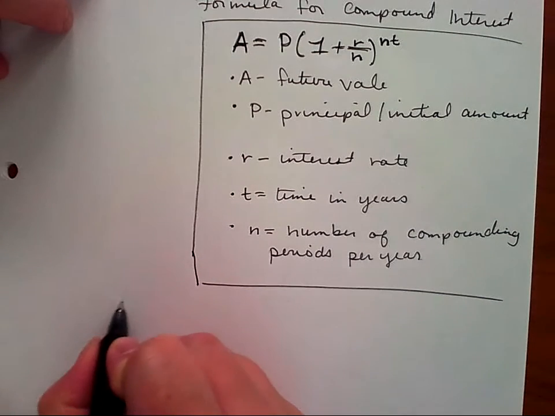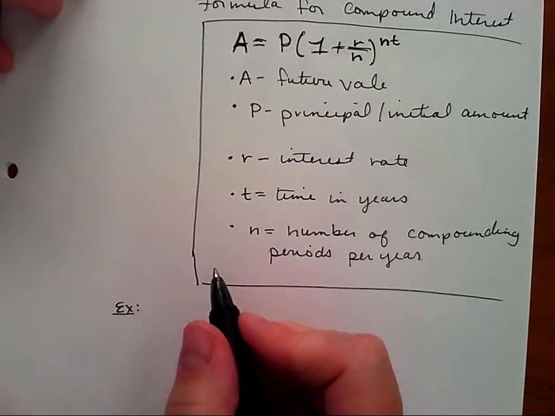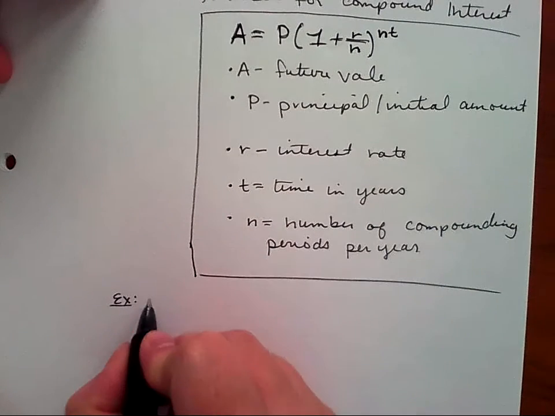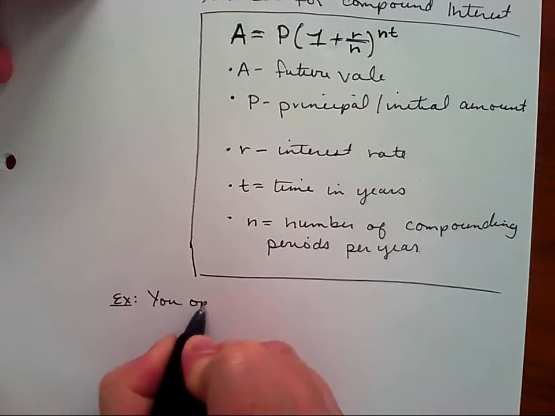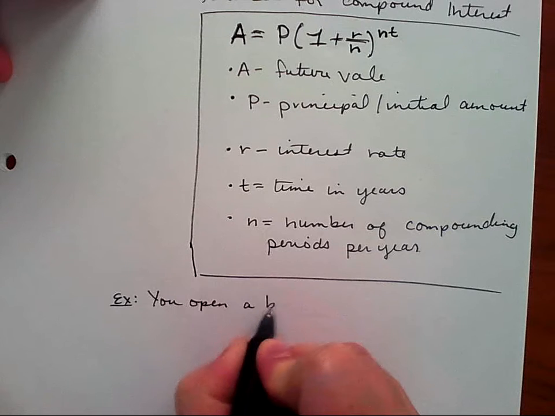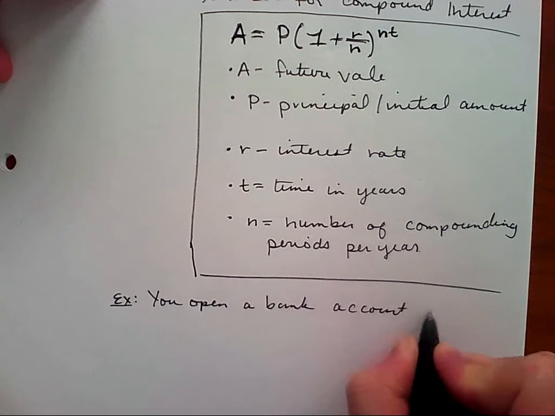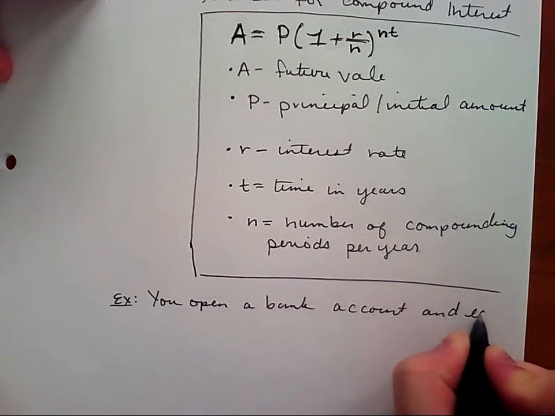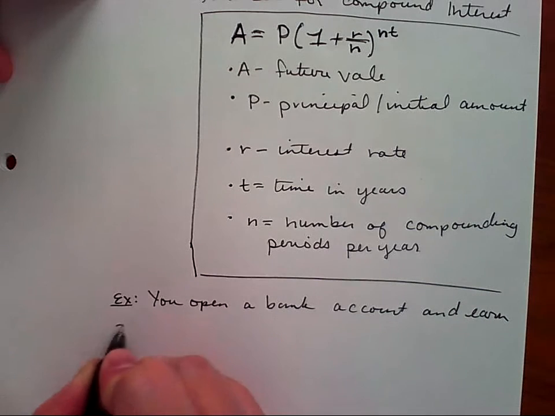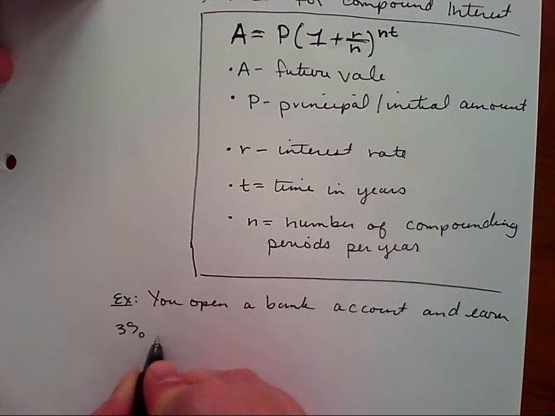So let's do an example. You open a bank account and earn 3% annual interest.